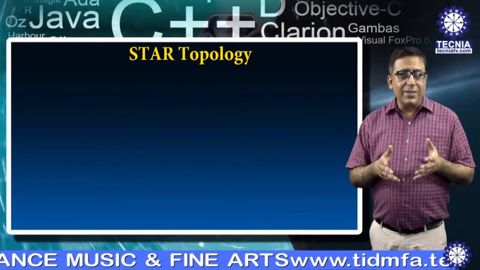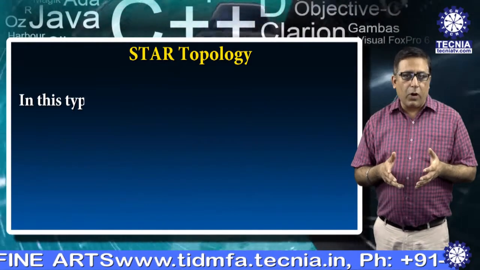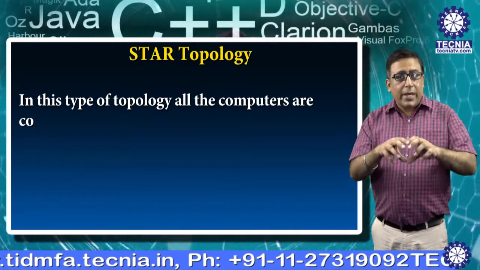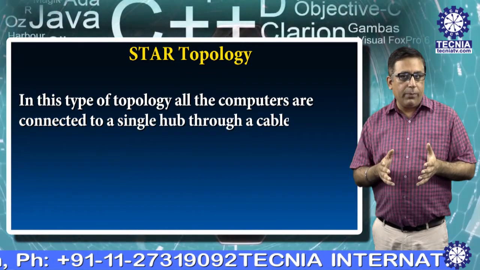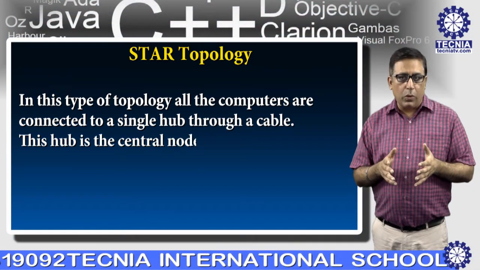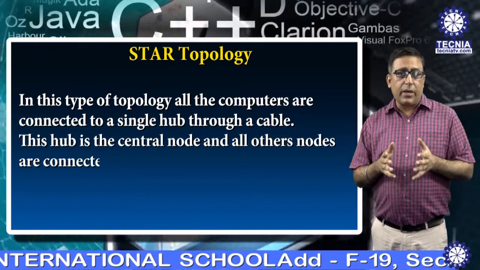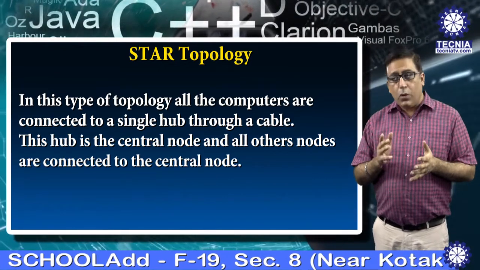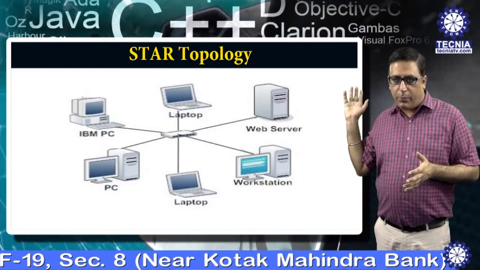The next topology is star topology. In this type of topology, all the computers are connected to a single hub through a cable. This hub is the central node and all other nodes are connected to the central node. Now you can see the diagram of star topology.